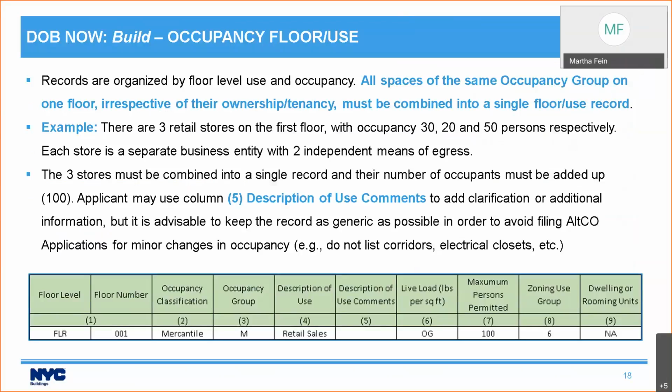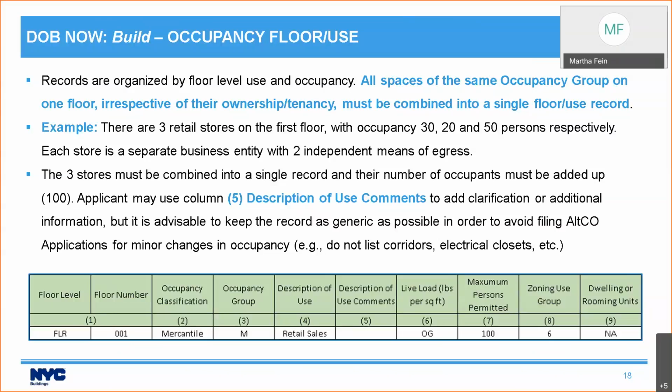So let me give you a more complete example, because there's another point which is really important to understand. Records are organized, of course, by floor level use and occupancy. All spaces of the same occupancy group on one floor, irrespective of their ownership or tenancy, must be combined into a single floor use record. I'm going to say that again. All spaces of the same occupancy group on one floor, irrespective of their ownership or tenancy, must be combined into a single floor use record.